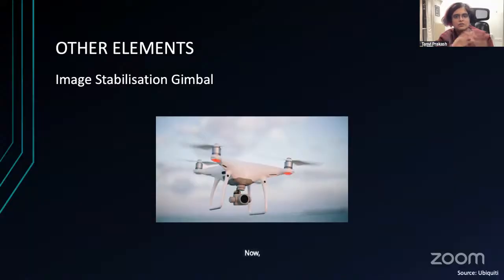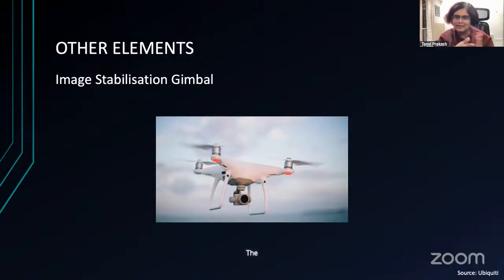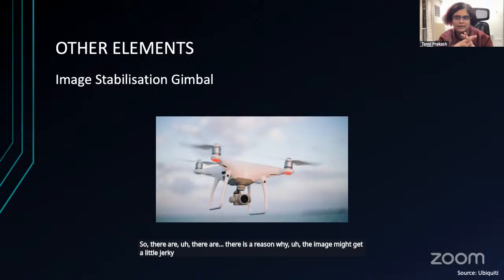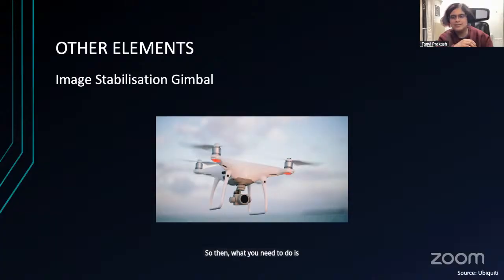Now, when, of course, you're in the air and you're flying, and now you're trying to capture an image, the atmosphere is not static. There are winds, there are disturbances, optical disturbances in the atmosphere, so many things. So there is reason why the image might get a little jerky, or your video might start skipping. So then what you need to do is you need to isolate the camera from the platform movements.